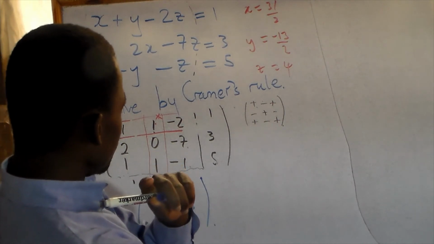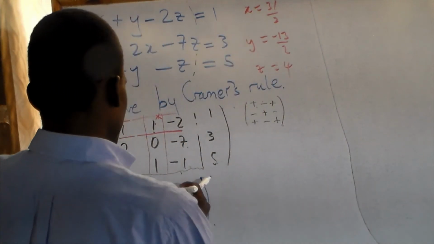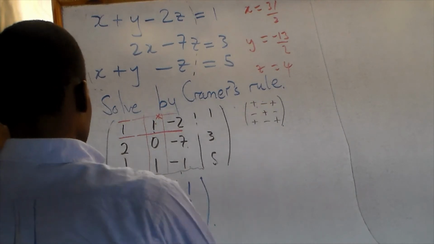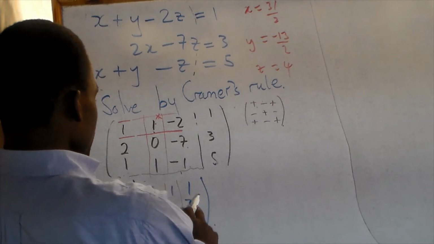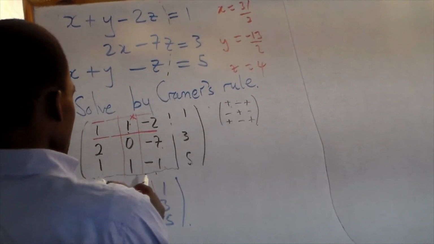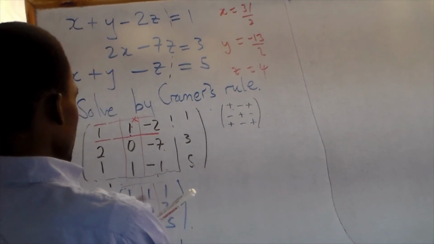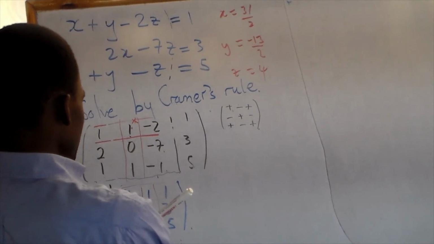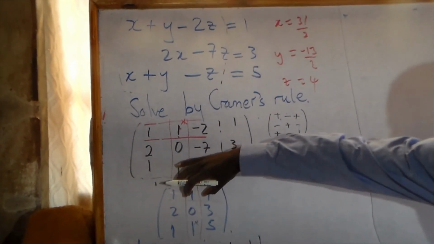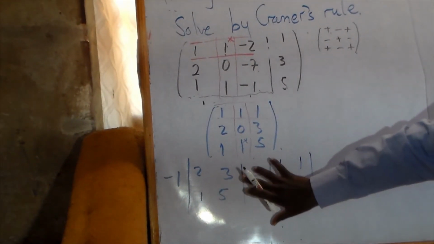So we are now saying which column to use here. We have the minor of 1 and the negative here: 2 and 3, 1 and 5. And then 0 will give me a 0. Then here I also have a negative 1. What are the minors of this 1? The minor: 1 and 1, 2 and 3. I was checking from this column, these are the minors of 1, and these are also the minors for the element 1.